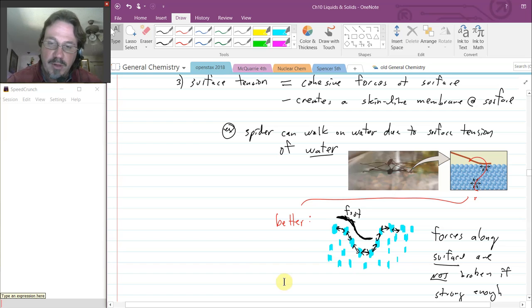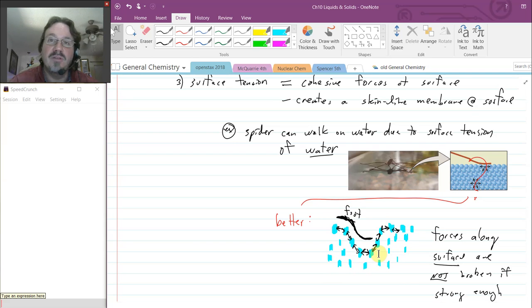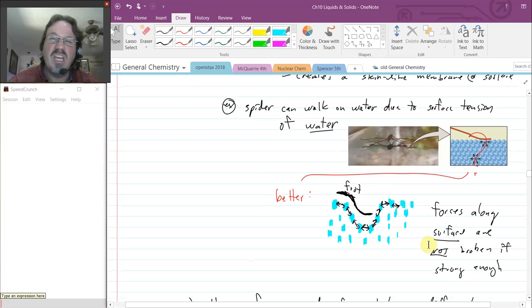So here's my picture of this kind of thing where you've got the water, here's the surface, and here's the foot of the insect, right? If it's pressing down just a little bit, it's making this little depression, but the cohesive forces between those water molecules are strong enough that we actually don't break them. And so the spider literally walks on top of the water. Cohesive forces of water, with all those H-bonds and the network that they form, are pretty darn strong.